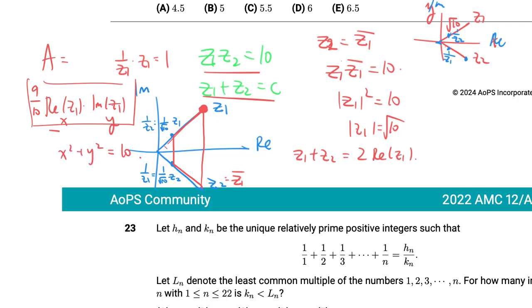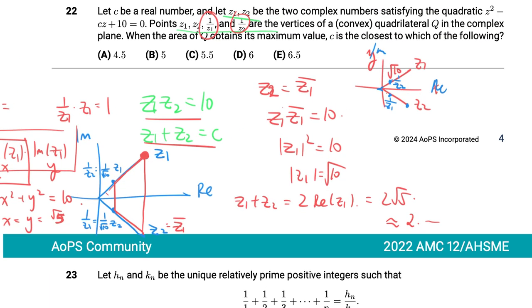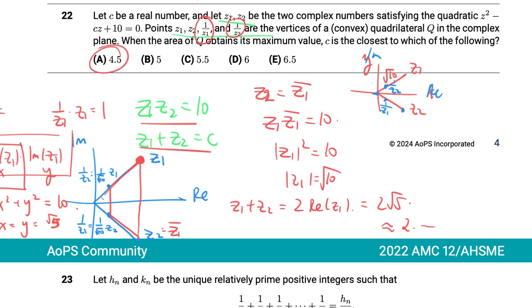Then the way to maximize this is clearly to give x equal to y equal to root 5, right? If we let both be equal to root 5, this xy is maximized. So then the real part of z1 is x. It is just root 5. So this is just 2 root 5. And root 5 is approximately 2 point something, and it is closest to A.